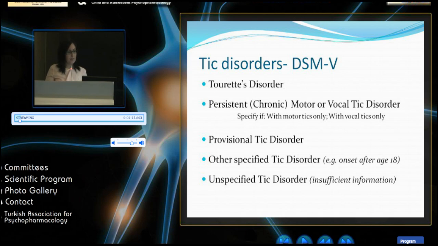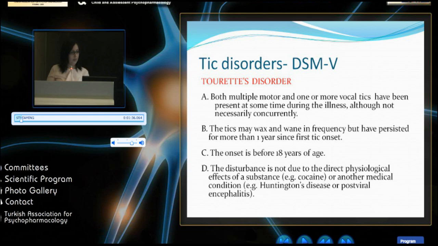It covers similar features. The names are a bit different. For example, instead of chronic, we use persistent. Instead of transient, provisional is used. It is not known whether it will become chronic or not. This provisional word is used, or unspecified tic disorders are defined.